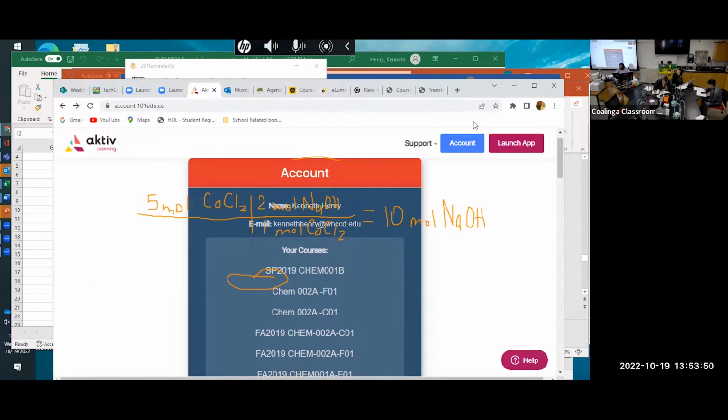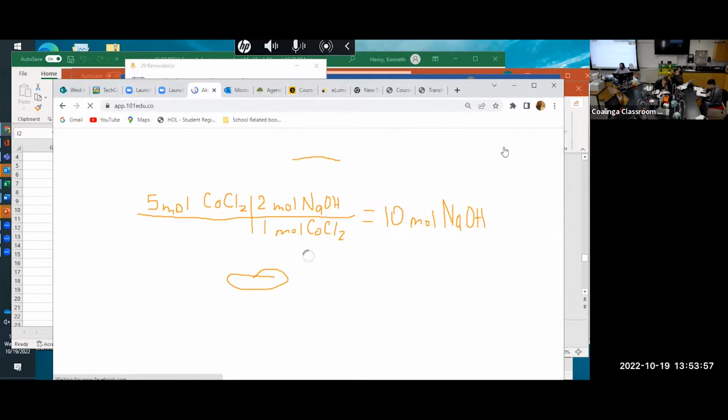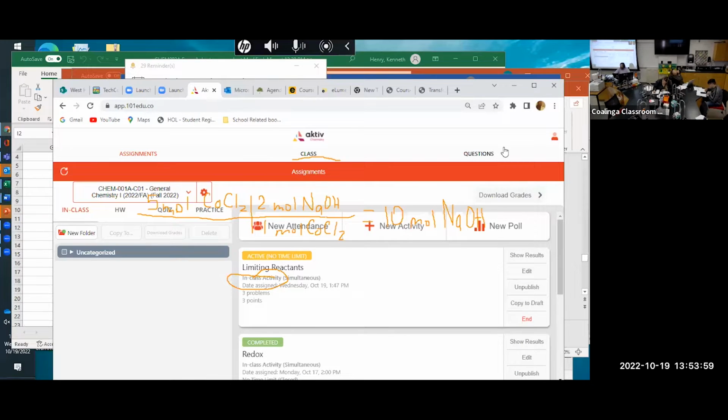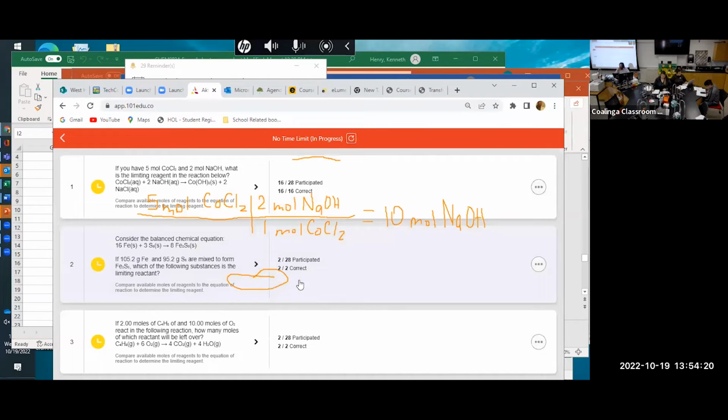Dr. Henry, can you repeat how you knew to start with the cobalt? I didn't, I just picked one. If you started with the 2 moles of sodium hydroxide, you would have much less cobalt chloride than what you have. So you would know that the cobalt chloride would be in excess. So you could choose either one. Does that make sense?